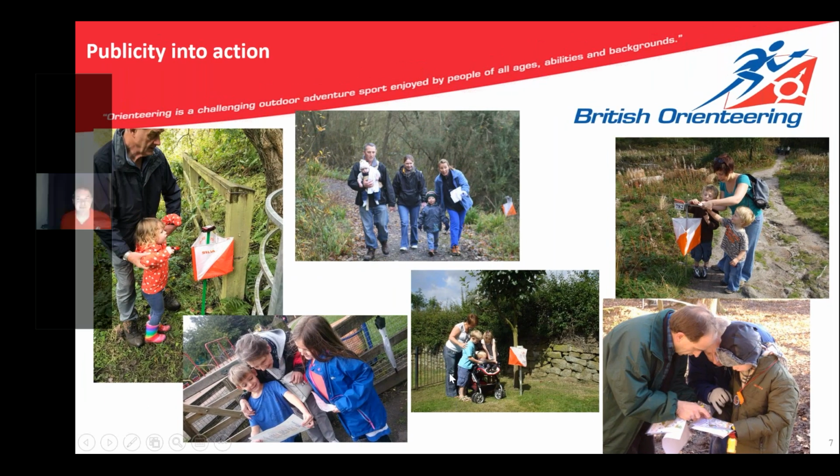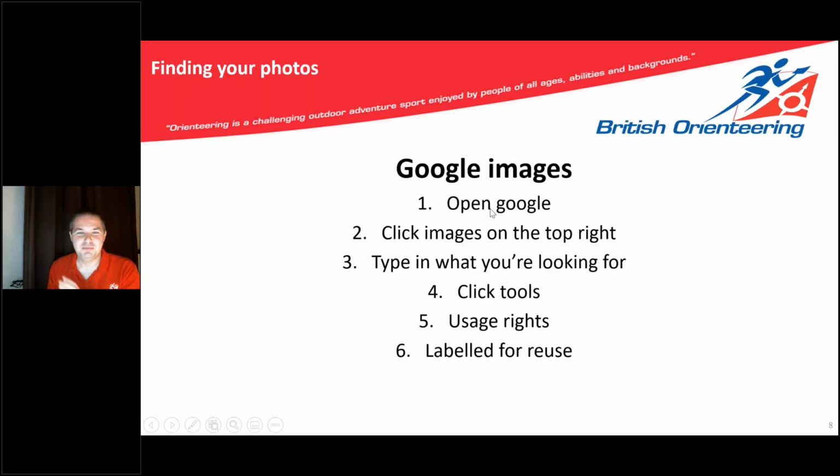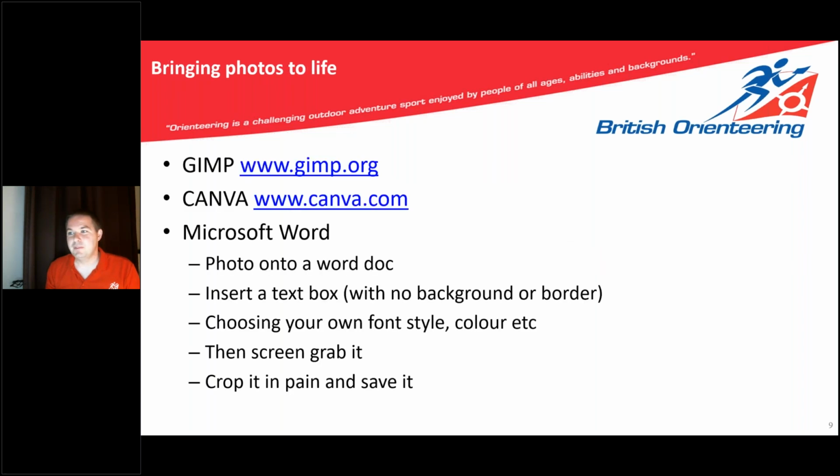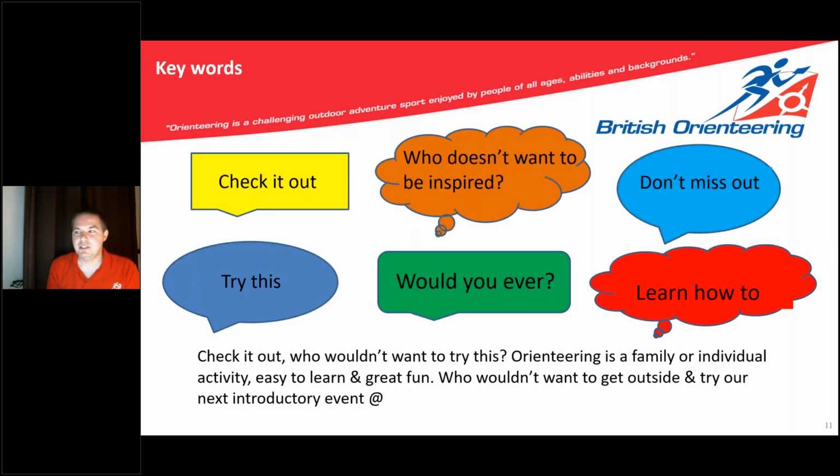So I'll make an appearance back. And then looking at some sort of keywords. So I said I'll just have a quick look, everything is on the slide. So just reflecting back to what was on Google, that was how I found the pictures, through them steps. I'll leave that on for a second longer. If you want to reflect back, then obviously you'll be able to watch this back later on. Bringing photos to life, there are a couple of the steps I've just run through on that front as well. And then creating your event on Facebook is just a quick recap there. And just have a look at some keywords.